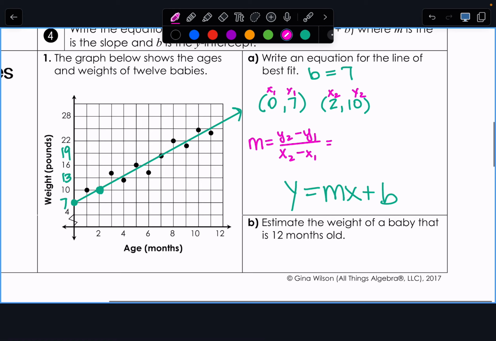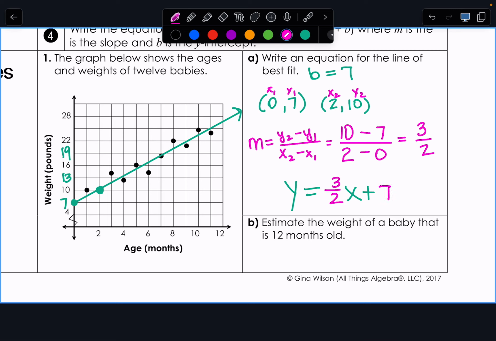So what's the second y value? 10 minus, what's the first y value? 7. Yes. What's the second x value? Minus the first, okay. So our slope is 3 over 2. So what we're going to do, m is 3 over 2, b is 7. So there is the equation for our line of best fit.